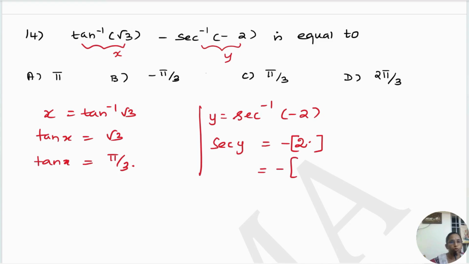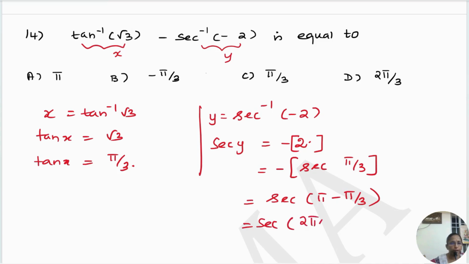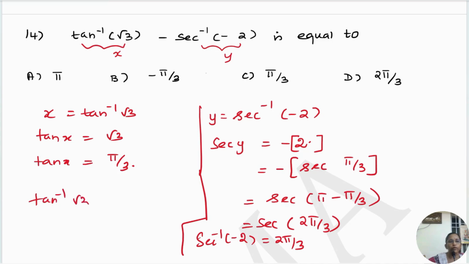So you can consider like this. Minus 2 will be secant of pi by 3, and this is nothing but secant of pi minus pi by 3, that will be minus secant theta. So here it is secant of 2 pi by 3, and since it falls within the range, you can take your principal value as 2 pi by 3. So secant inverse of minus 2 will be equal to 2 pi by 3. So in this case, tan inverse of root 3 will be pi by 3. Now substitute your values here.